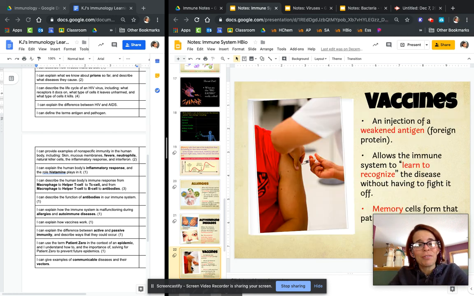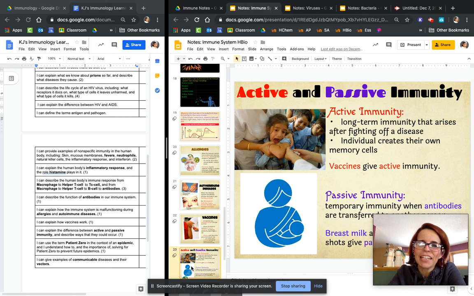So vaccines are when you get weakened forms of a disease. They inject it directly into you, and then your body makes memory cells to fight it off. And then the last thing, active and passive immunity. Active is what you get for fighting off a disease. You get memory cells, including from a vaccine. Passive is from something like breast milk, where you get the antibodies from somebody else.